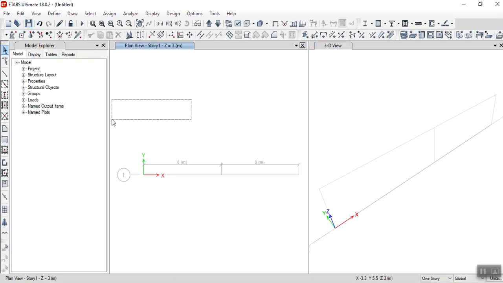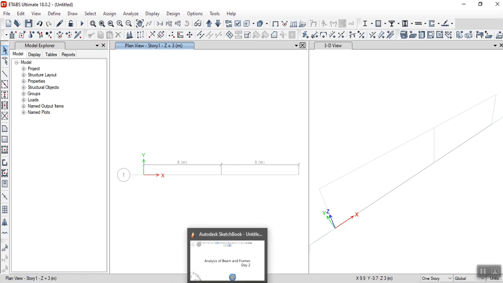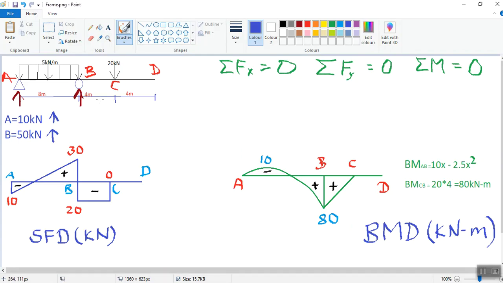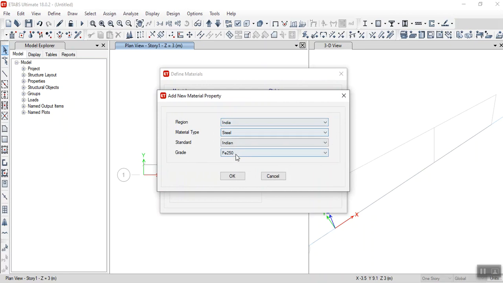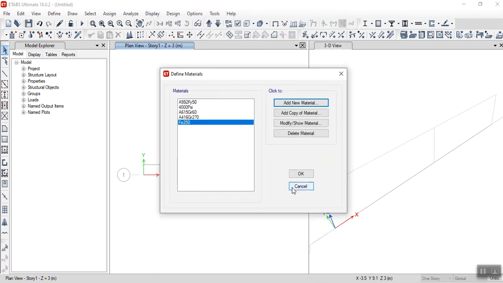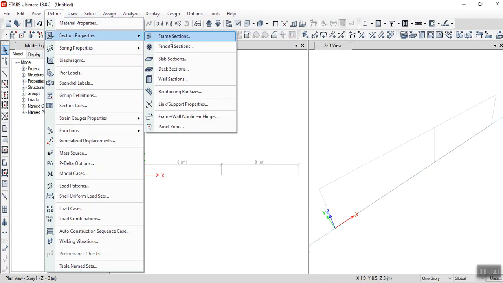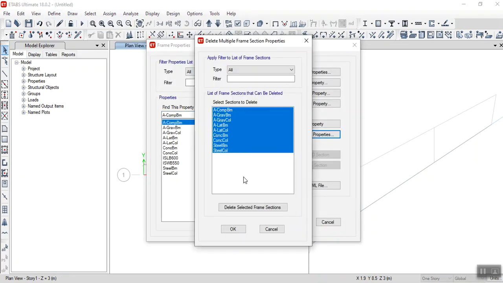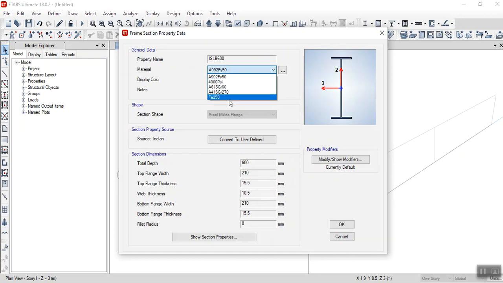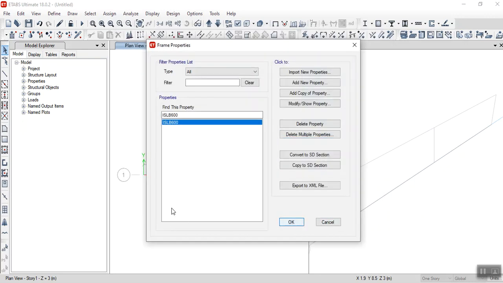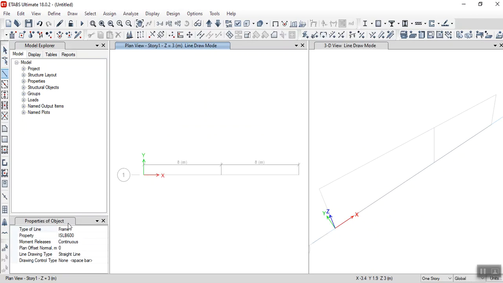Now since 8 meter is already as in our question, 8 meter, so we will now define material. A new material, Indian Steel Fe250 grade we define. Define section properties, frame section. We delete this, later it will create confusion. So take ISLB 600, modify Fe250. Now we will draw beam ISLB 600 from A to D.